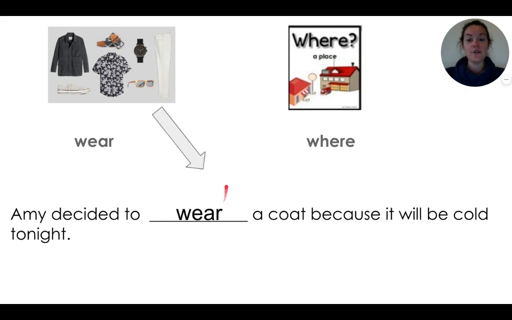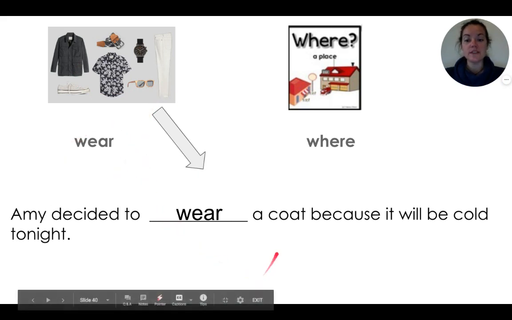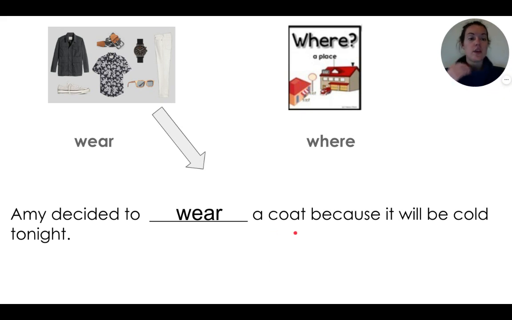All right, if you wrote the word wear as in clothes, you are correct. I know that it's wear as in clothes because it's talking about a coat, and a coat is an item of clothing that you wear to keep yourself warm. So we wear it oftentimes in the winter, and it is not a location.